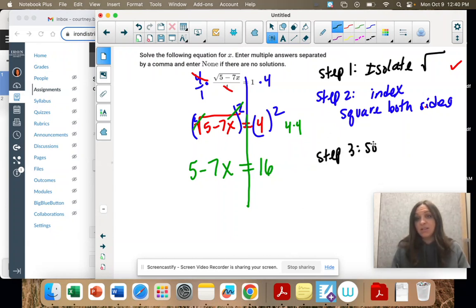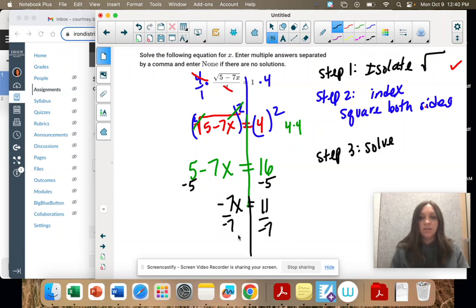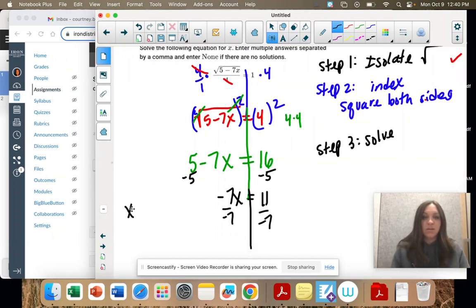Step 3, we're just going to solve the equation. We're just going to get x by itself. So I'm going to minus 5 on both sides. Negative 7x equals 11. Divide by negative 7. So I have x equals negative 11 over 7.